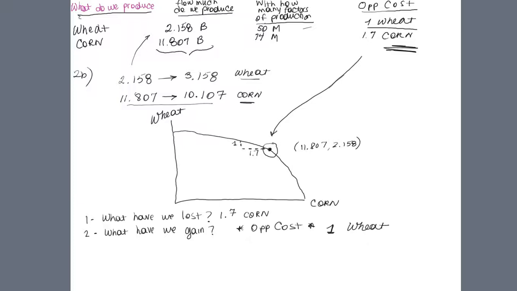Well, we take 1.7 away from 11.807, so this is exactly the point 10.107. And we've added 1 to 2.158, so this is the point 3.158. And that's exactly what they told us we were producing, how we changed our production from the original production mark. And so we're exactly back onto the production possibility frontier. So this production point is feasible and efficient.